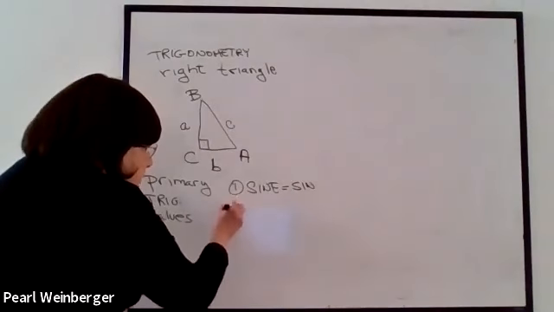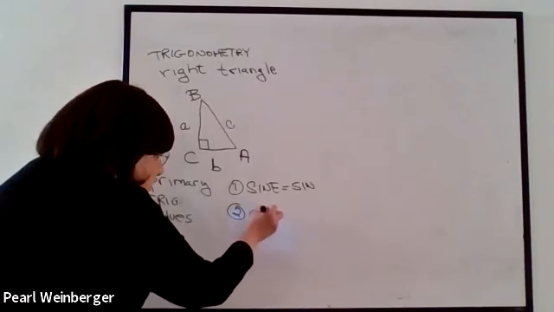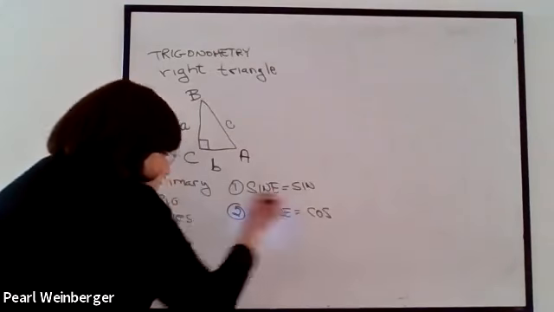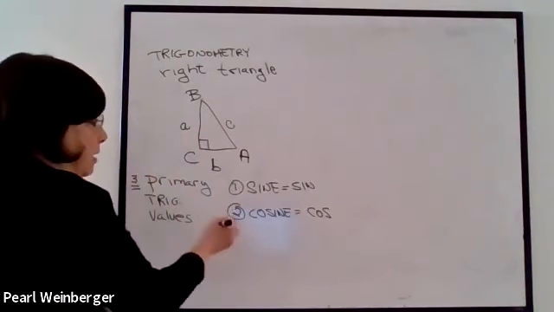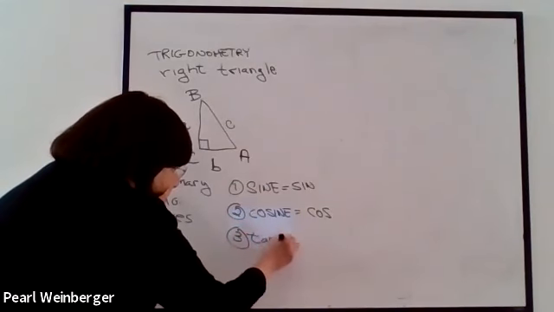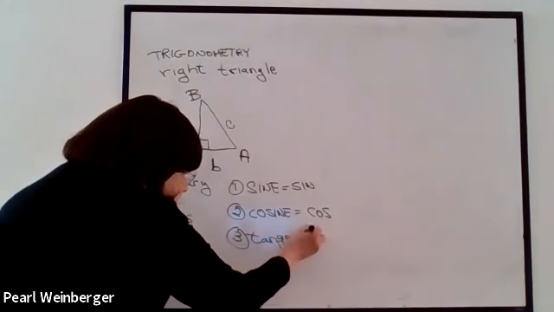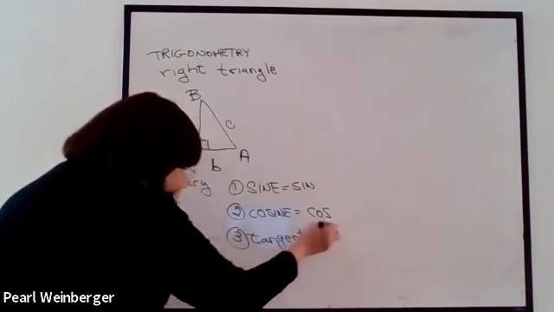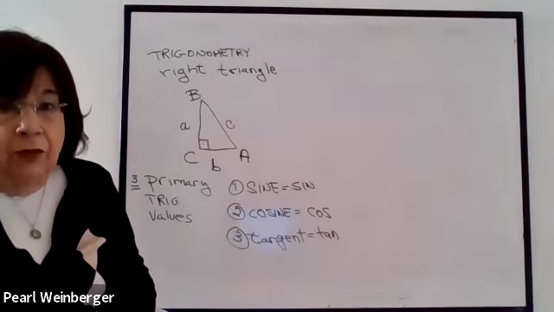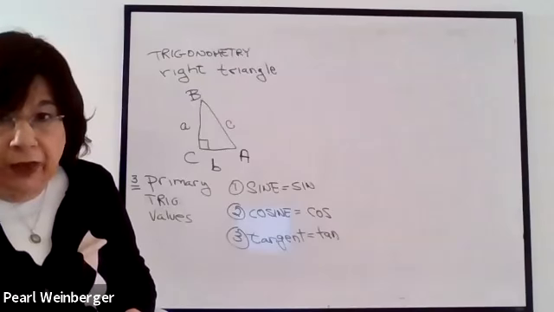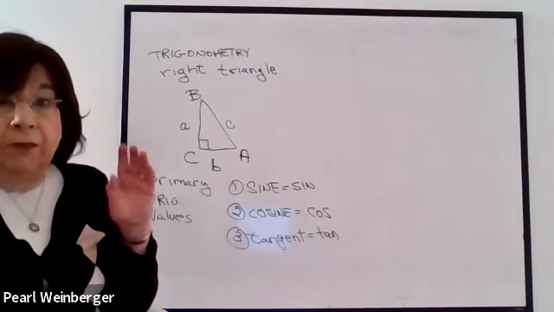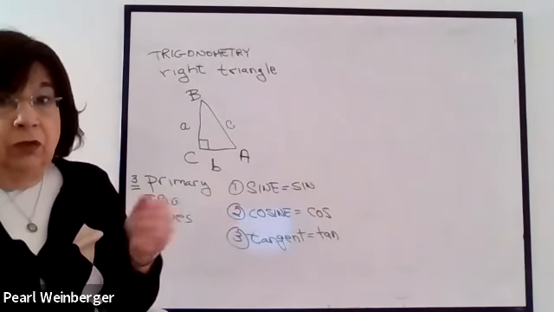The second value that we talk about is something called the cosine, and that's abbreviated COS. And the third one that we talk about is something called the tangent, which is abbreviated TAN. And each one of these values are figured out in a very specific way. Each one of them is a fraction that you get by dividing one side of the triangle by another.